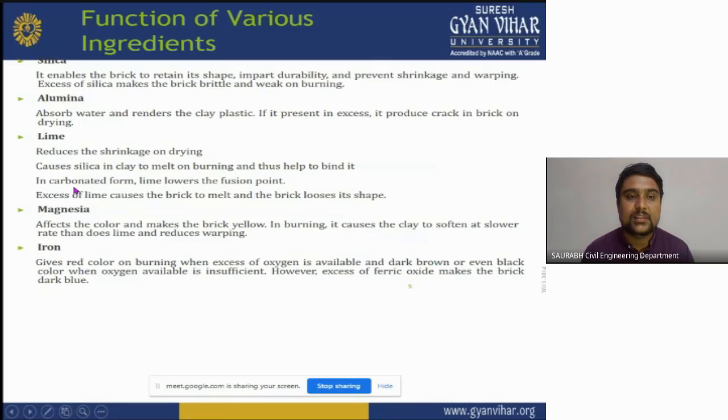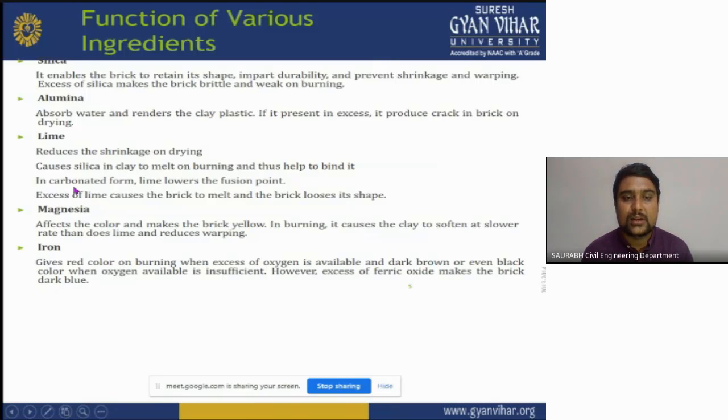First, we will see silica. It enables the brick to retain its shape, imparts durability, and prevents shrinkage and warping. Excess of silica makes brick brittle and weak on burning. Alumina, you can see, absorbs water and renders the clay plastic. If it is present in excess, it will produce cracks in a brick on drying.